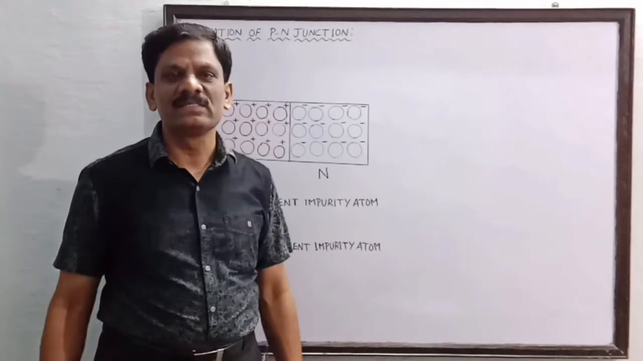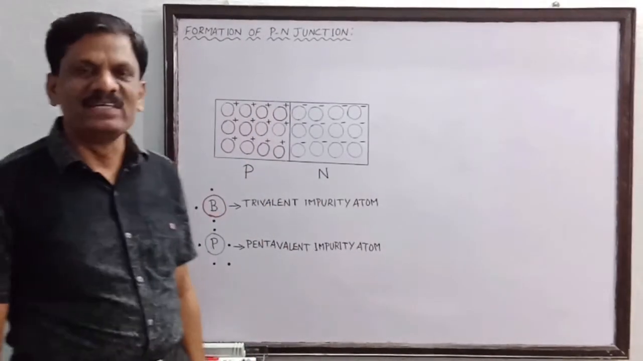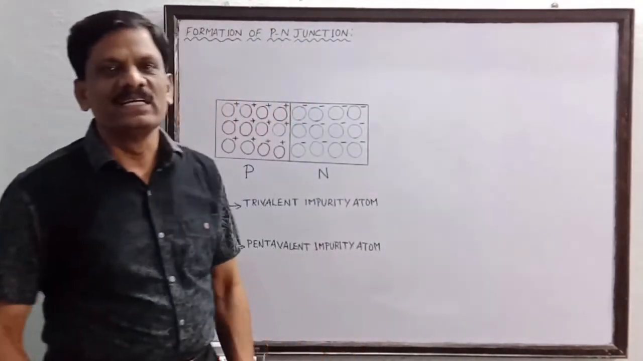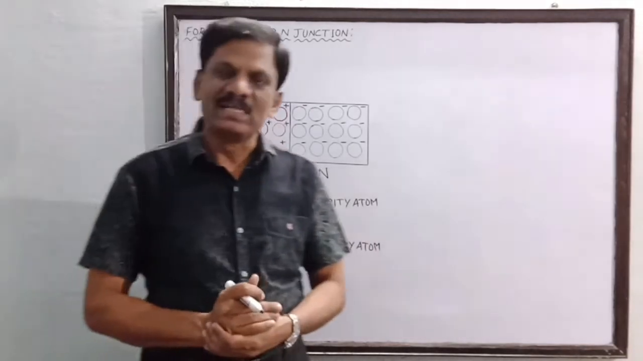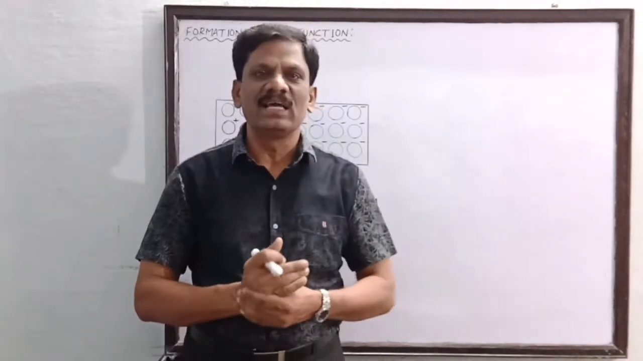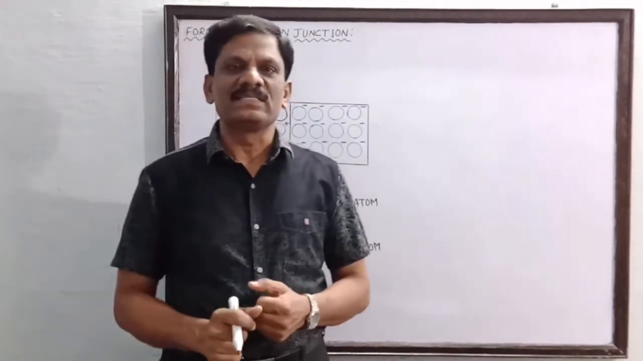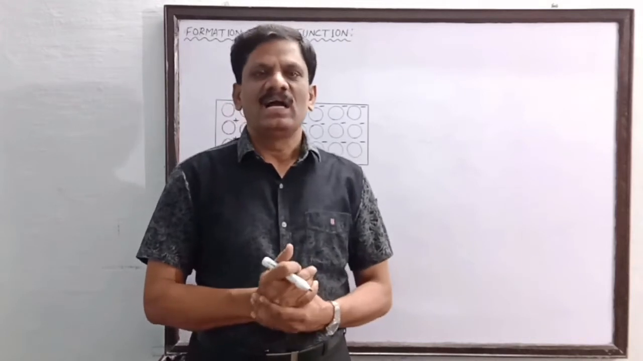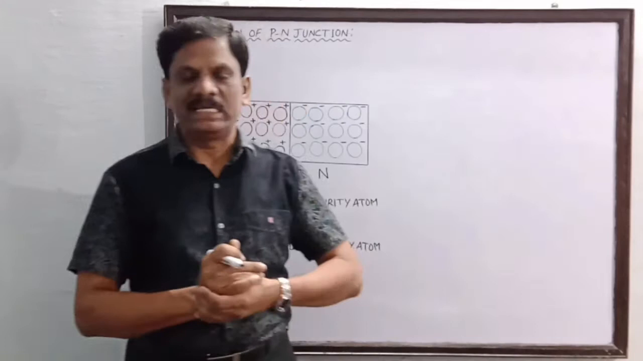Hi, good evening students. Now we are going to explain the formation of a PN junction in the semiconductors. We have studied in our earlier class the two types of semiconductors: intrinsic and extrinsic semiconductors. The impure semiconductors are otherwise called extrinsic semiconductors. Again there are two kinds, P type and N type.